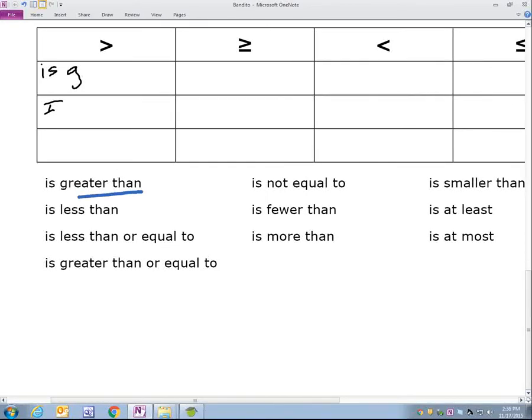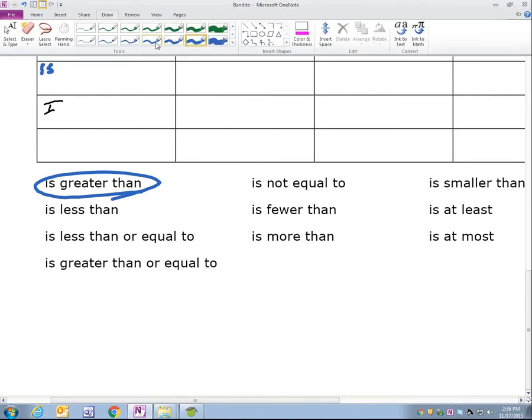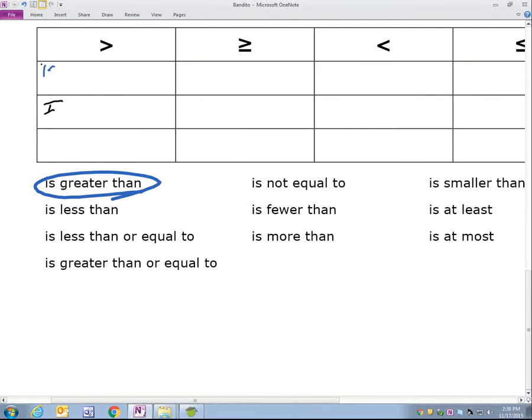Okay, is greater than. I know what that one is. That's going to be right here. Is greater than. Is less than is over here. Those are the easy ones.